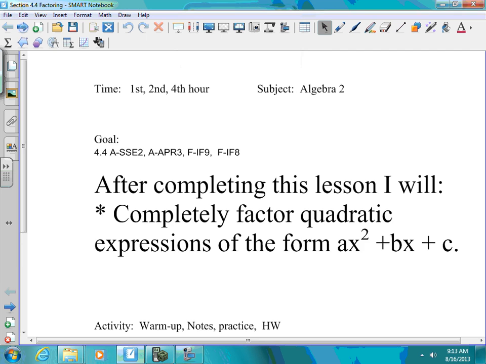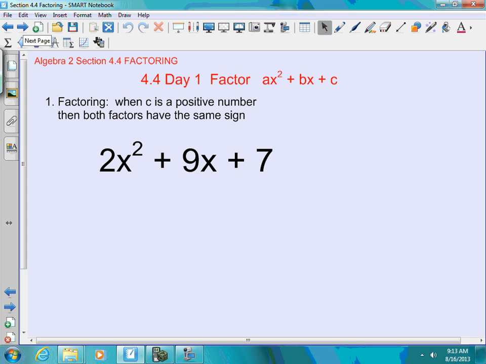It's really going to be the same process we did yesterday. The only difference is A is not going to be 1 every time. So, factoring 2x squared plus 9x plus 7, I have a little hint up here. When C is a positive number, then both factors have to have the same sign. So C is the last term, notice it's a positive 7. Since the sign in front of 9x is a positive as well, that's going to tell us that both factors will have to be positive.